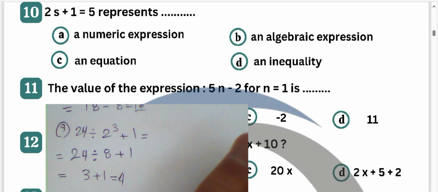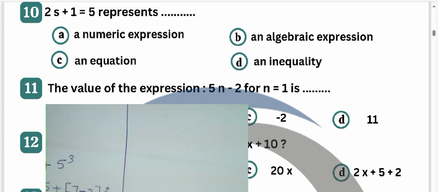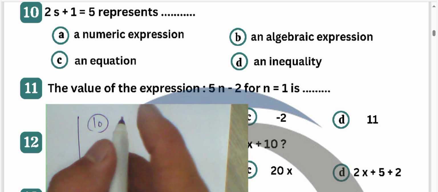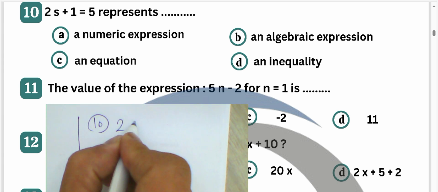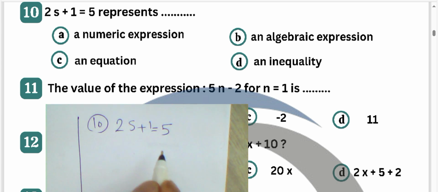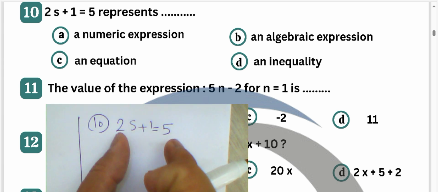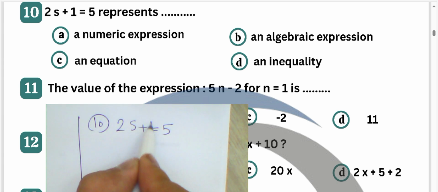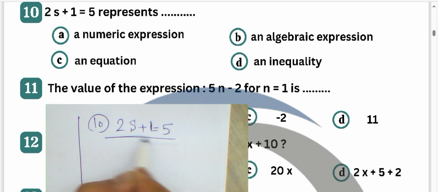Question number 10. We have 2s plus 1 equals 5. It represents an equation, because an equation is equality between two expressions using the equals sign between them. We call that an equation: 2s plus 1 equals 5.